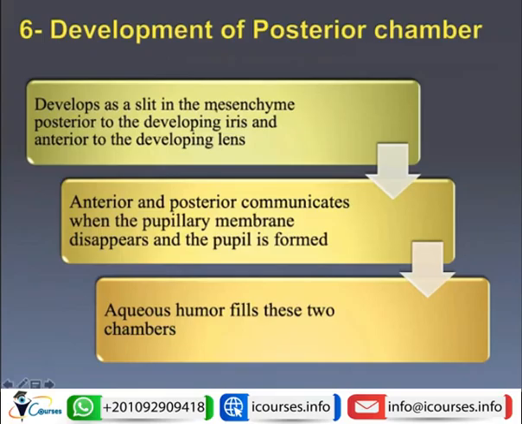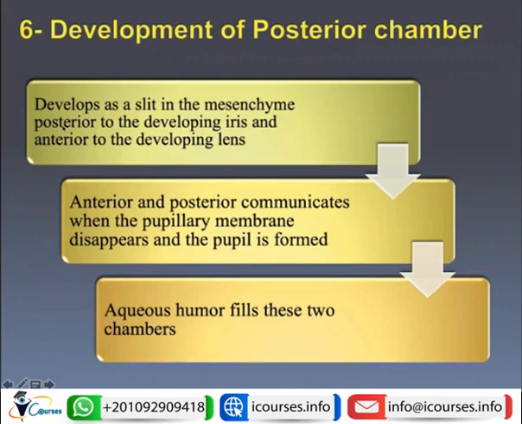The last part of the anterior segment will be the posterior chamber. So how does the posterior chamber develop? The posterior chamber will develop as a slit again in the mesenchyme, but this time not anterior to the developing iris. It will be posterior to the developing iris and anterior to the developing lens.